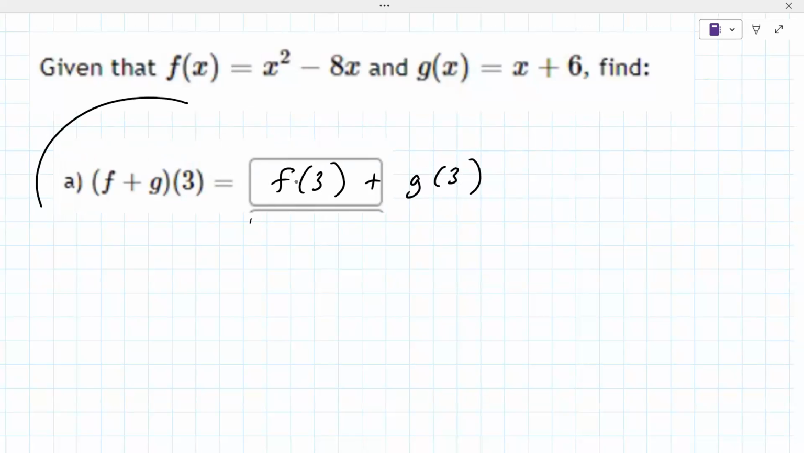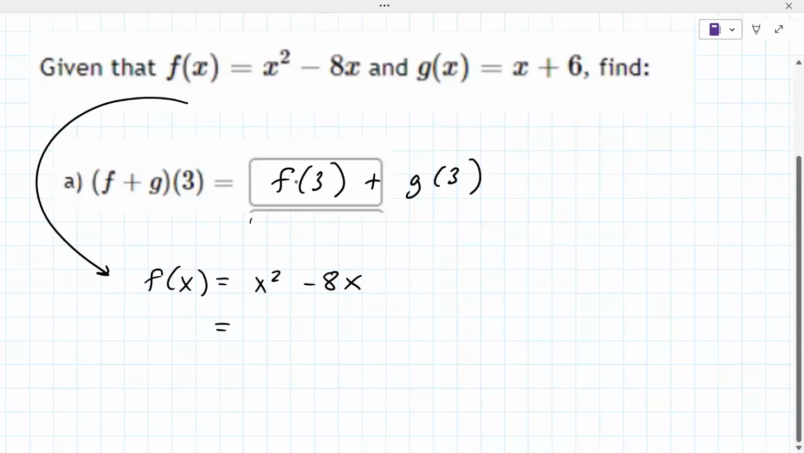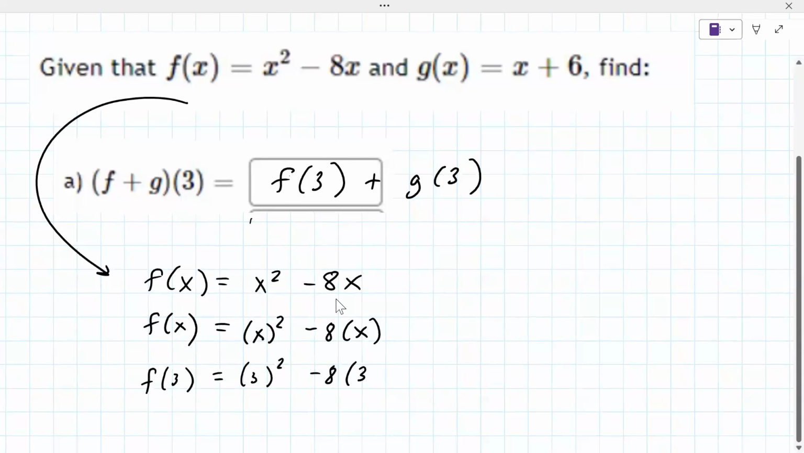So we're going to start with f of x. f of x is x squared minus 8x. Now, one of the things you want to get in the habit of doing is putting parentheses around the variable. The reason is you're going to substitute whatever number in for x, but if you do it in parentheses, you will not have sign errors. It doesn't affect positive numbers, but it definitely affects negative numbers.